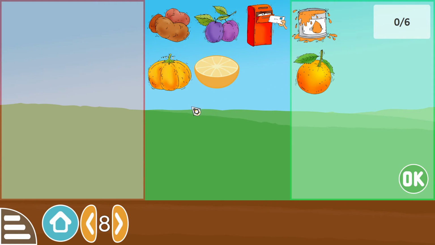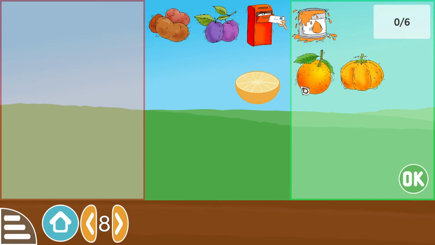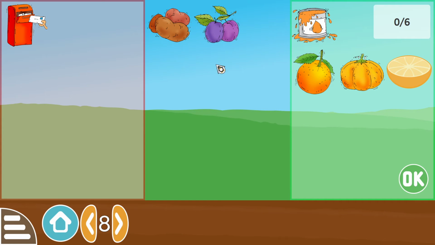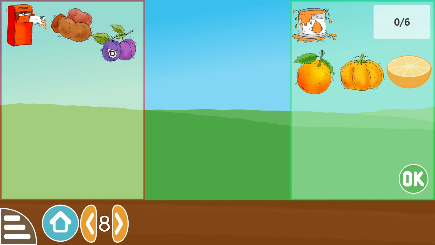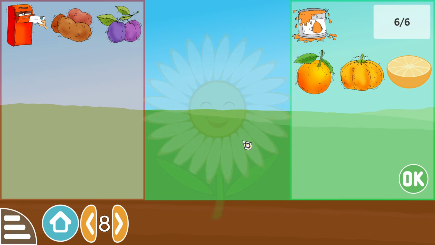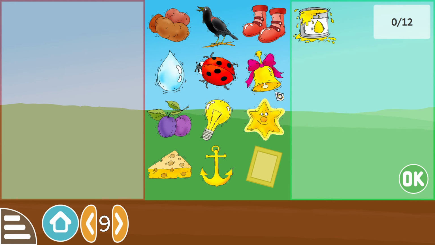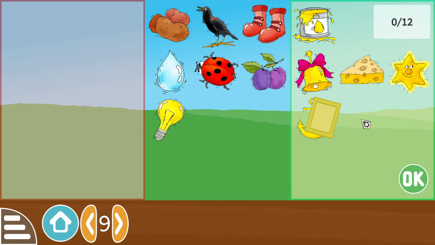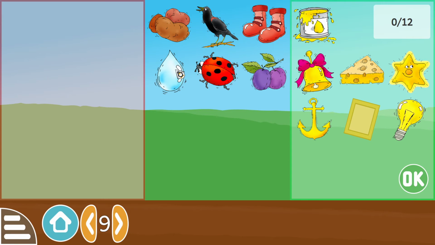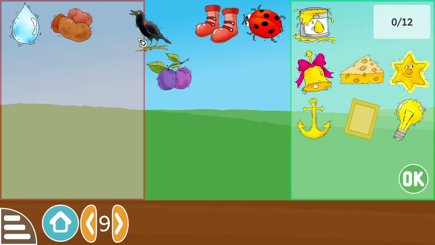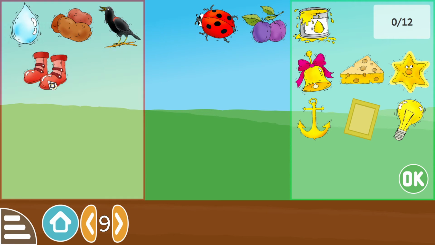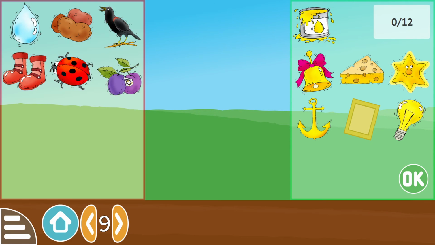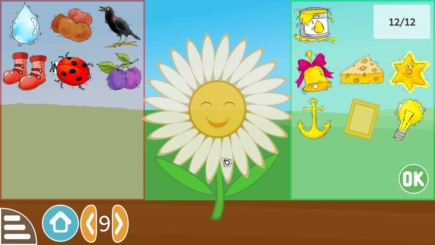So we've got an orange, a pumpkin. It looks like it might be a lemon. I'm not too sure what that is. There's a few other fruits that it could be. The potatoes. I'm going to say grapes, and mailbox. It's not. So the yellow objects to the right and the others to the left. So a bell, cheese, star, anchor, picture frame, and light bulb, all yellow. Water drop, potatoes, crow, raven, or shoes, and grapes. They should not be.